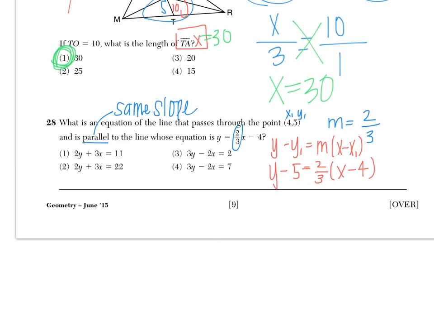So now I'm going to get this in y equals by first distributing the 2/3. So we have y minus 5 equals 2/3 x minus 8/3. I know it looks messy, but it's okay. We can handle it, and especially our calculators. They're great at handling fractions. So again, get it in y equals, add 5 to both sides. So we have y equals 2/3 x minus whatever 8/3 plus 5 is.